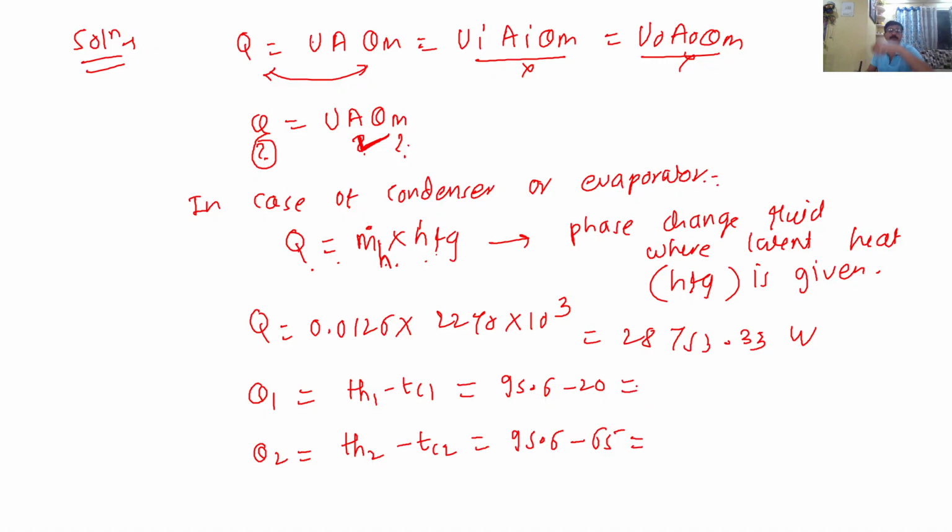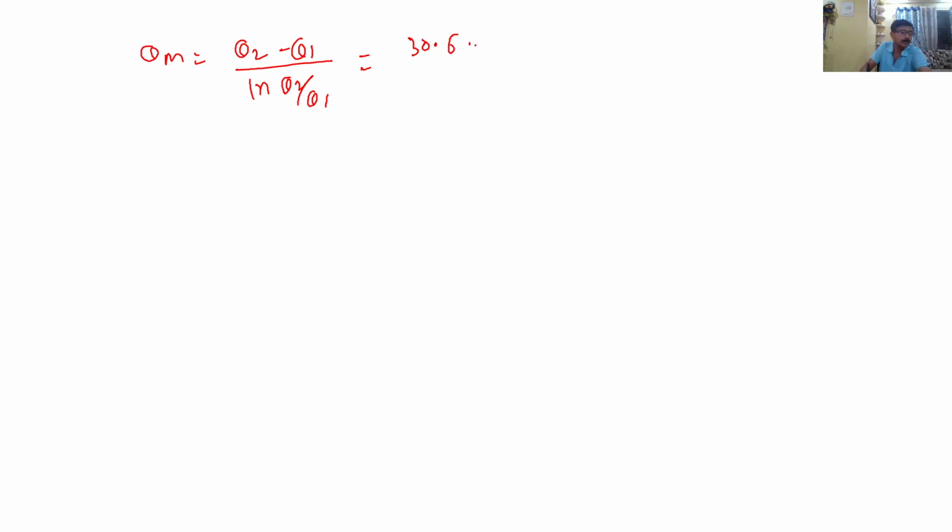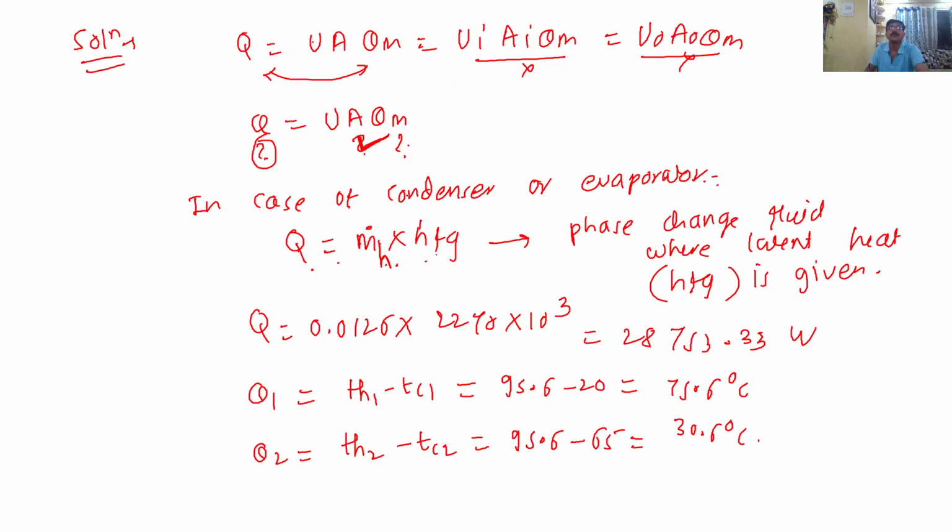Okay. So if I calculate theta 1 and theta 2, this becomes 75.6 degrees Celsius and this becomes 30.6 degrees Celsius. Now, what is the LMTD? Theta m is equal to theta 2 minus theta 1 divided by natural log of theta 2 by theta 1. So 30.6 minus 75.6 divided by natural log of 30.6 divided by 75.6. If I calculate it, it comes around 49.75 degrees Celsius. Okay, so this question mark is also over. So the only unknown remaining is U.